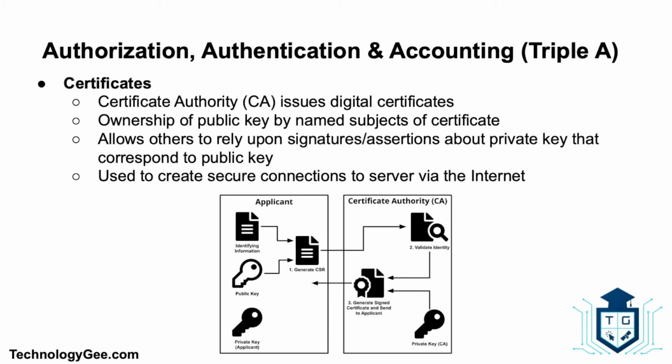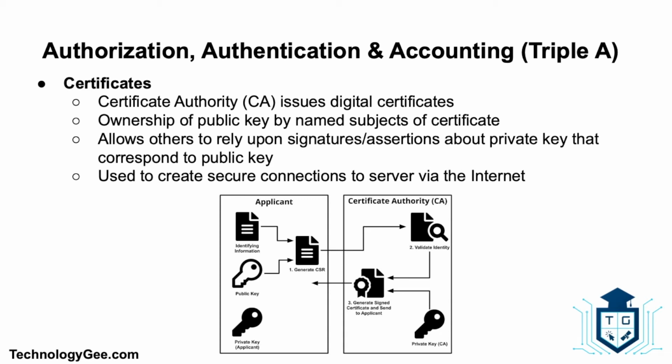A CA acts as a trusted third party, trusted by both the subject, who is the owner of the certificate, and by the party relying upon the certificate. Trusted certificates can be used to create secure connections to a server via the internet. A certificate is essential in order to circumvent a malicious party which happens to be on the route to a target server, which acts as if it were the target. Such a scenario is commonly referred to as a man-in-the-middle attack.